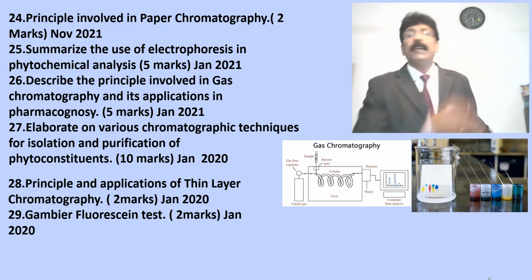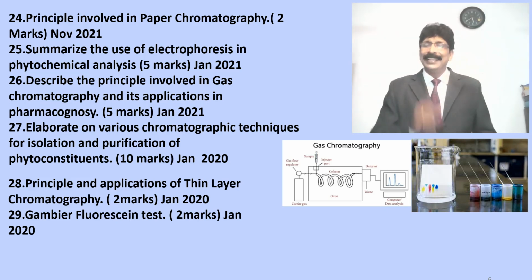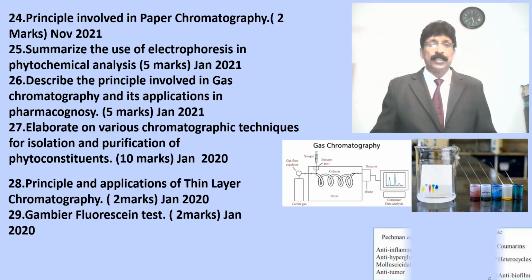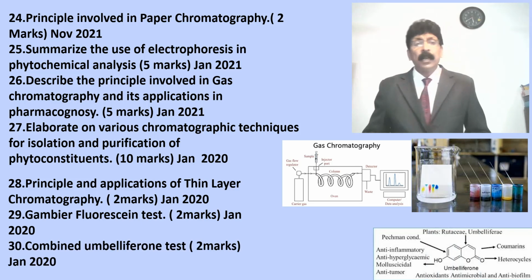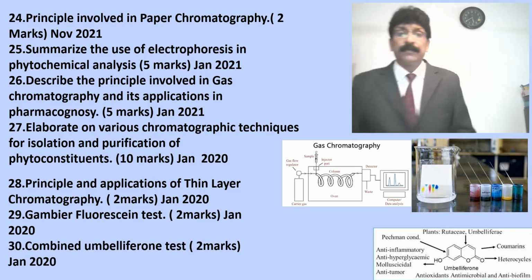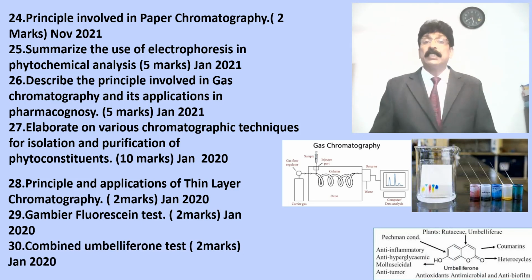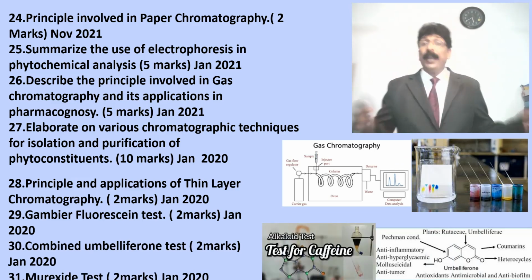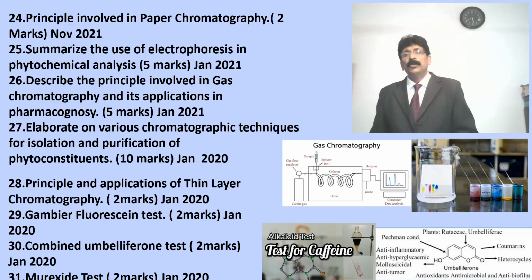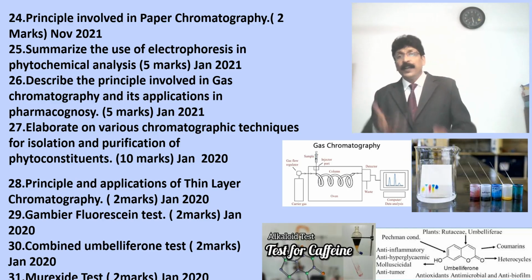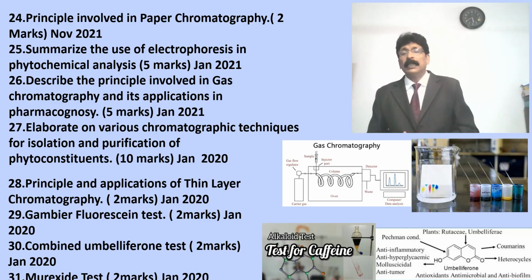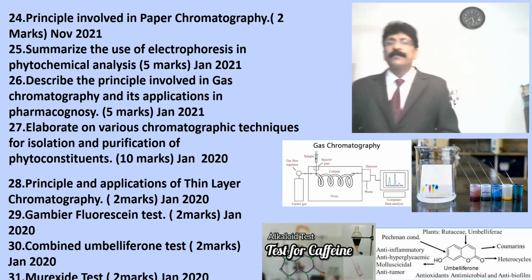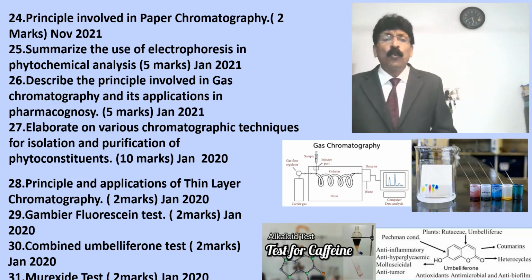I have explained all the things in the phytochemical test, chemical test. And you can see the combined amblyophoron test, a 2-mark question in 2020 January. And the Murexide test, which is used for identifying caffeine, pseudoalkaloids, xanthine alkaloids, which will not answer for other tests. So that's why we have to go for the Murexide test.